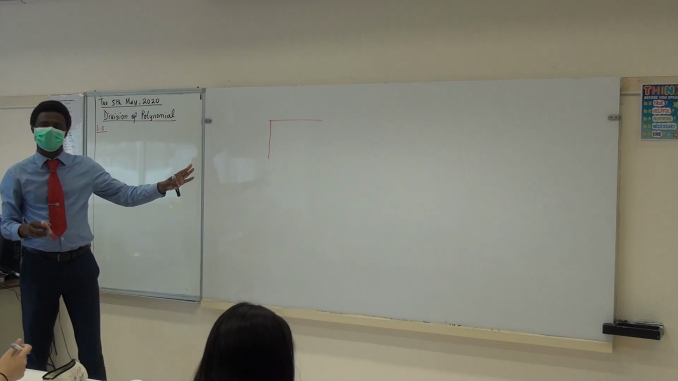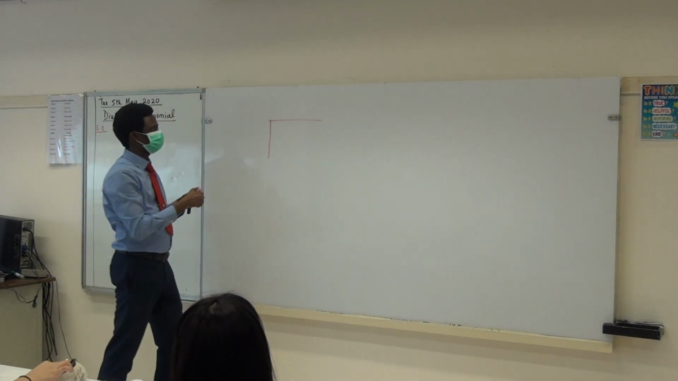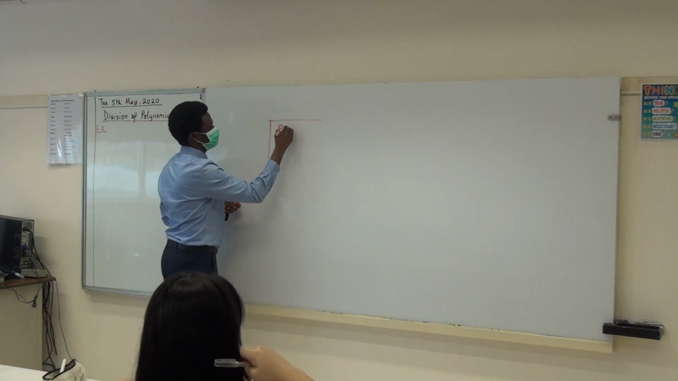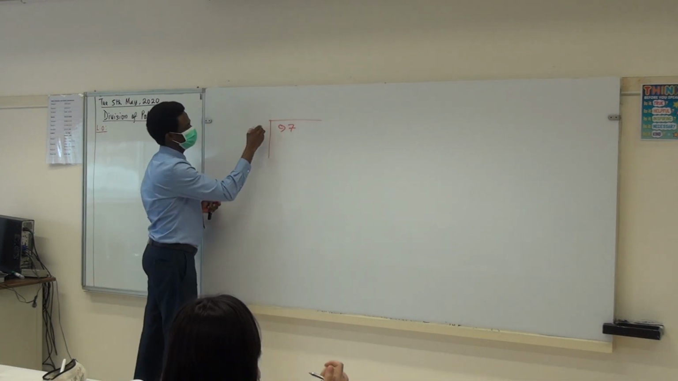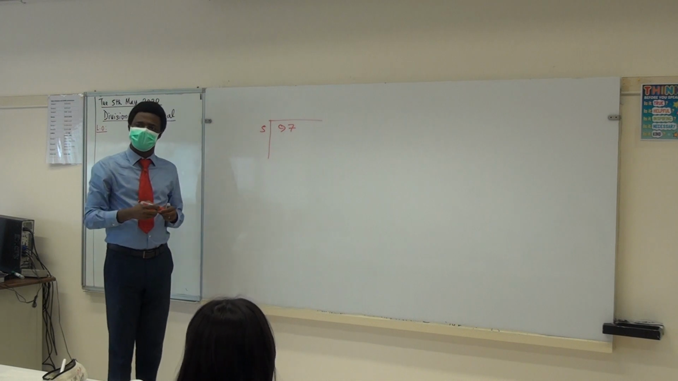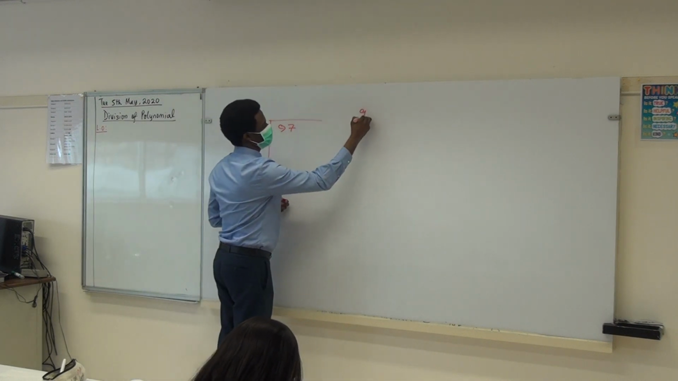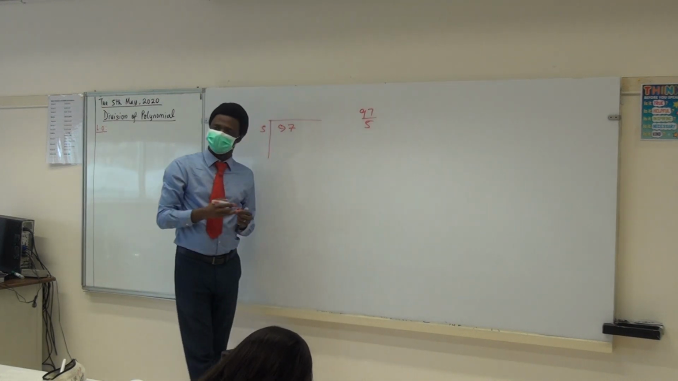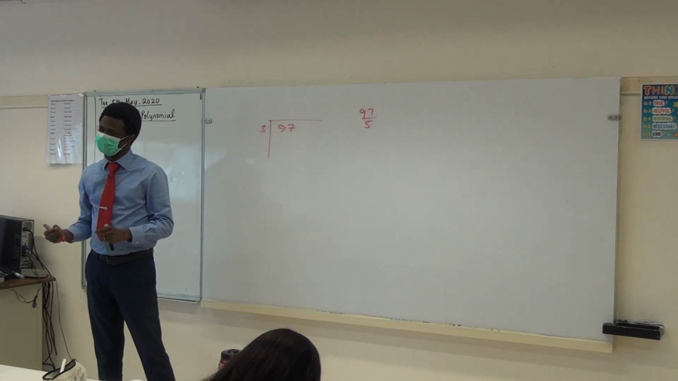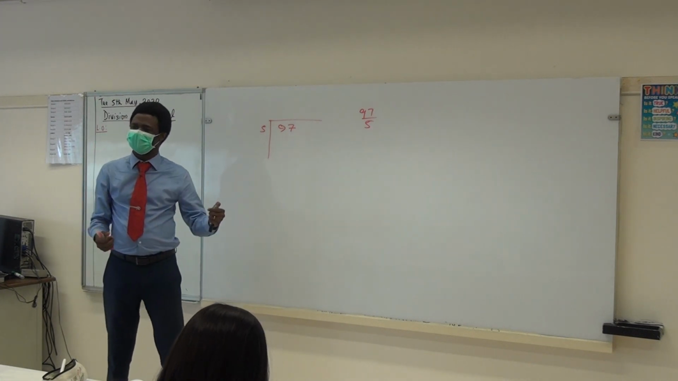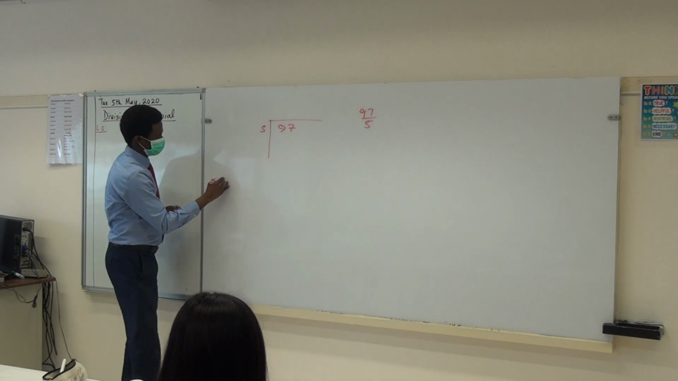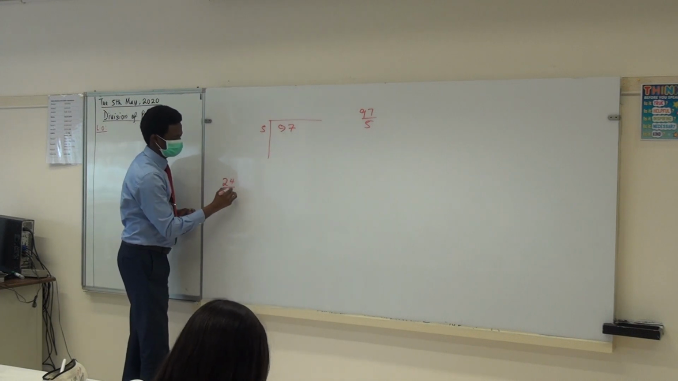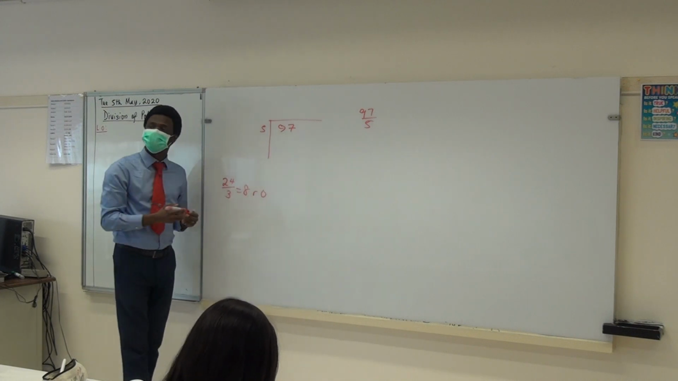Long division of numbers, this is what we're trying to do. We've done it before, but let's just say 97 divided by 5. Okay? Now, 97 divided by 5 is an improper fraction, and it's not exactly divisible, which means there is a remainder. Unlike when you have 24 divided by 3, of course, that leaves a remainder of 0.